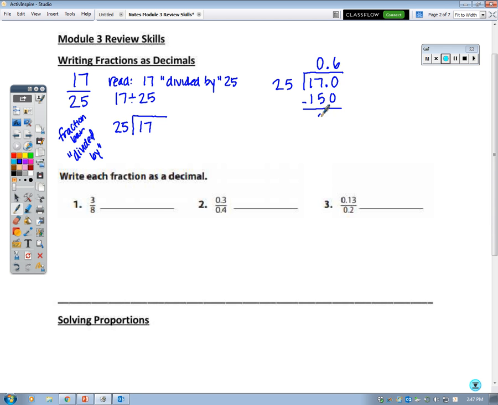I'm going to subtract 150 from 170, and I get 20. I'm going to add my 0 and bring it down. Again, review skills here with long division. And how many times does 25 go into 200? That would be 8 times. 8 times 25 is 200. I'm going to subtract, and I end up with 0. So I'm going to stop there. So 17/25 is 68 hundredths as a decimal.